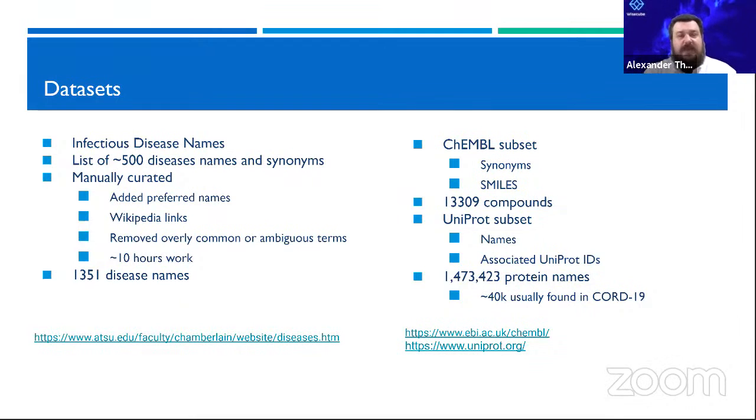For the chemical data set, we used a subset from ChEMBL. It's about 13,000 compounds. The data set we have comes with some synonyms and SMILES strings. For the proteins, we used a subset from UniProt, which has names and UniProt IDs. This is the largest of the entity lists that we have, although only a small portion of these are actually found in the data.